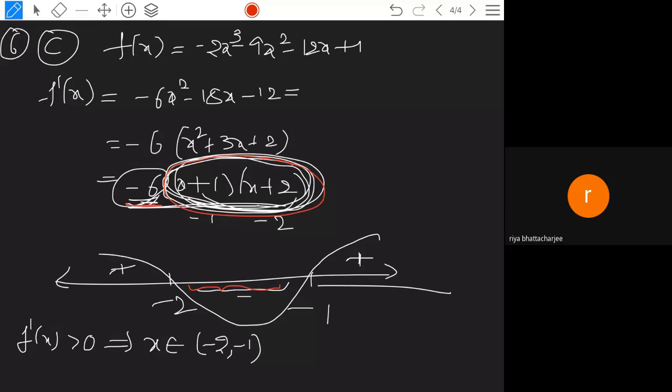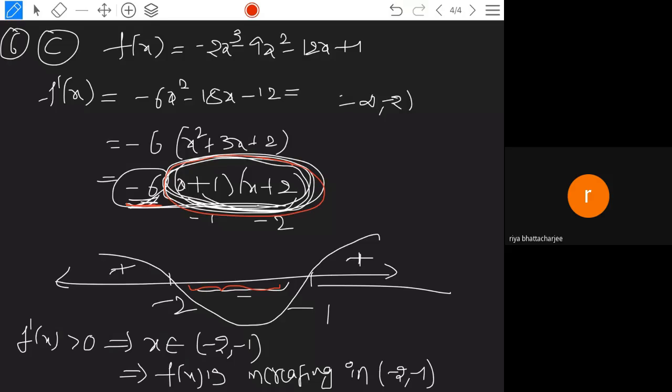So this implies that f of x is increasing in minus 2 to minus 1. And in the remaining intervals, what are the remaining intervals here? Minus infinity to minus 2 is one interval, and minus 1 to infinity is another interval. In these two intervals it is decreasing, because negative you are going to get for f dash of x. Is it clear to you all?